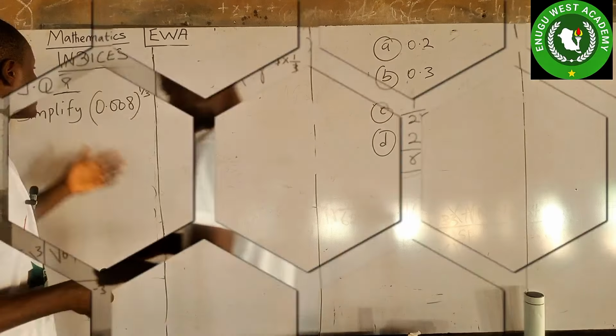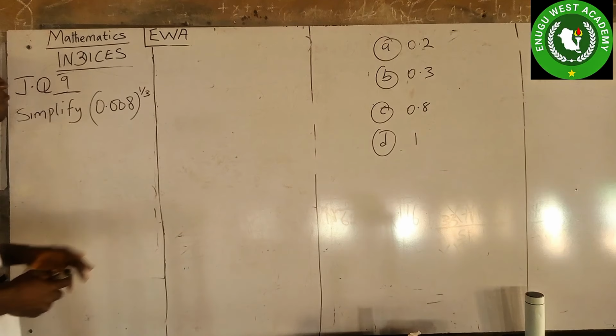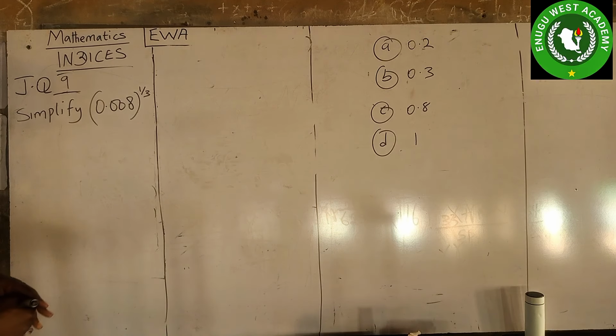Option D is correct. Simplify 0.008 power 1 over 3. Now this is also very simple to solve. Now look at this. Since we have this decimal, we're going to convert it to a fraction. Now, how do you convert this to a fraction?